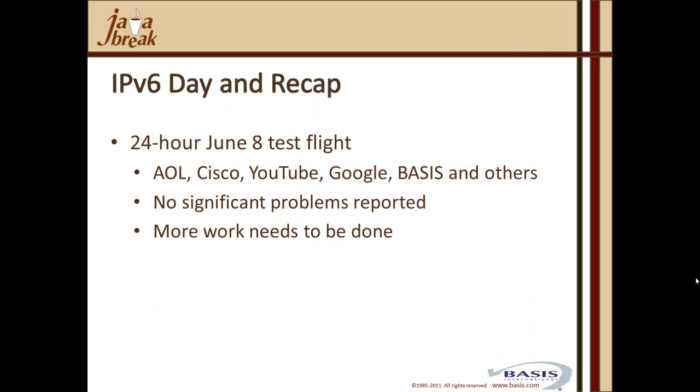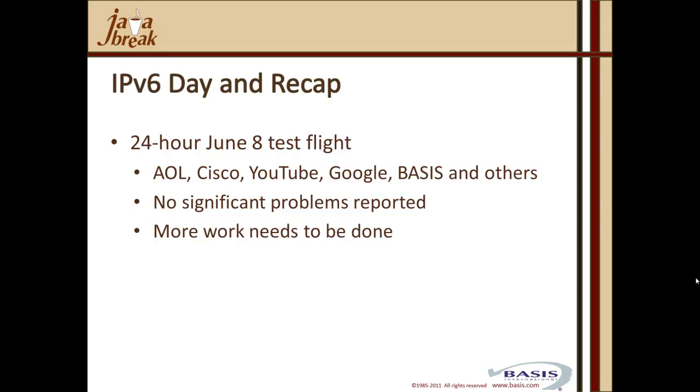Back on June 8th was World IPv6 Day, and major web companies and other industry players such as AOL, Cisco, YouTube, Google, and BASIS, and several others enabled IPv6 on their main websites for a period of about 24 hours. And the goal there was to motivate organizations across the industry, internet service providers, hardware makers, OS vendors, and web companies to prepare their services for IPv6 to ensure a successful transition as IPv4 addresses run out.